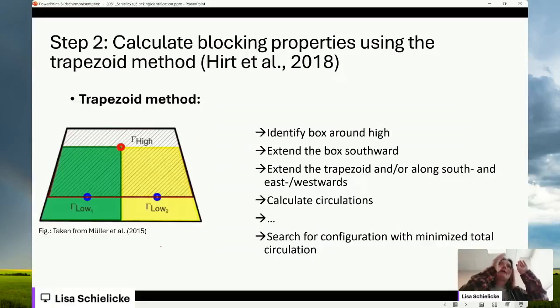So to get this, from the blocking identification, we have the location of the block. We put a box around it to calculate the circulation of the block in high. And then we extend this box towards the south, and the southern edge also towards the east and west to get a trapezoidal shape or a box shape, which is not plotted here. And in each of the fields, I can now identify all the patterns that belong to the individual vortices, but also I will evaluate the total circulation inside the shape.